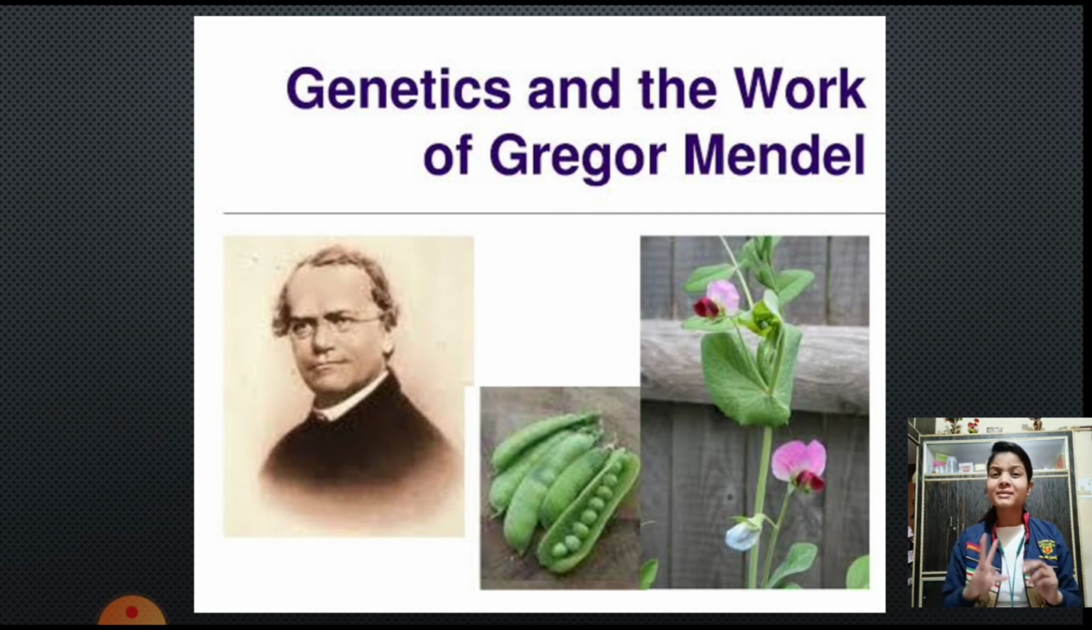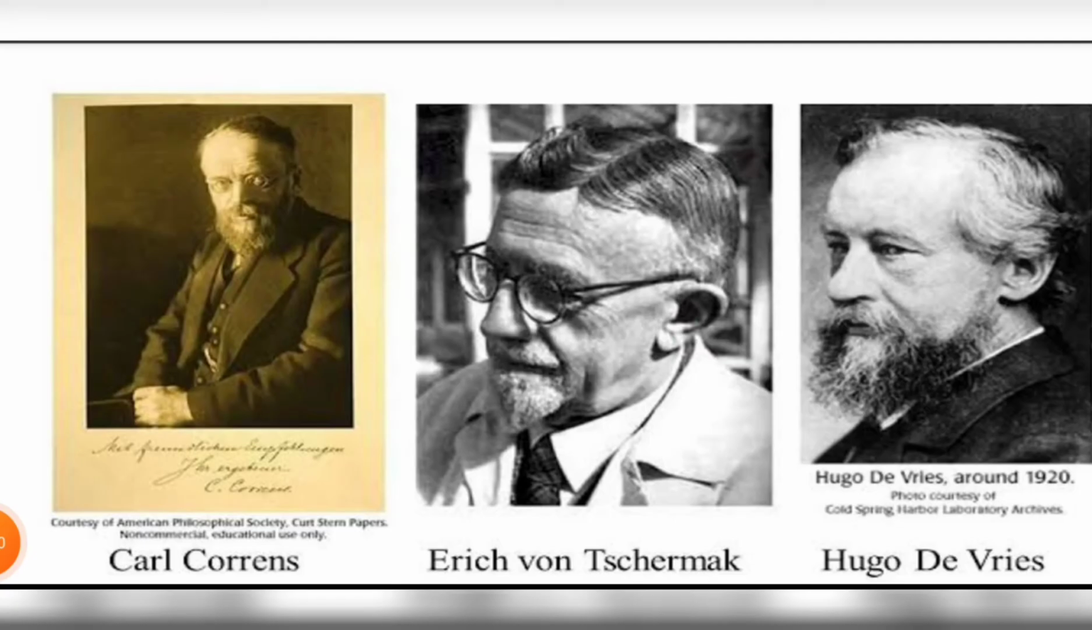Rediscovery by three scientists independently. The credit for the rediscovery of Mendelism goes to three scientists. The first scientist from Germany, Karl Correns. The second scientist from Holland, Hugo de Vries. And the third one from Austria, Erich von Tschermak.